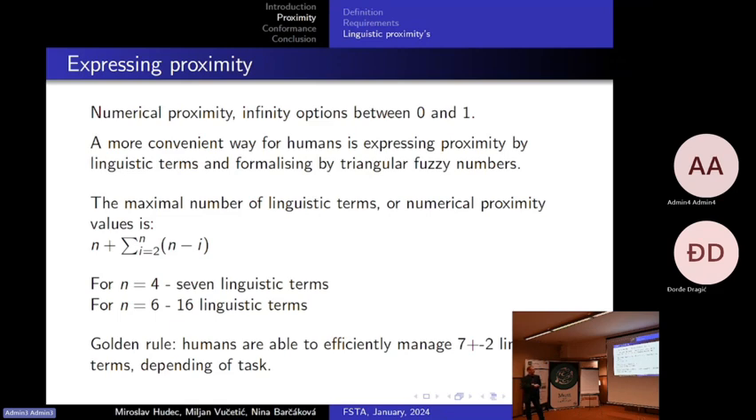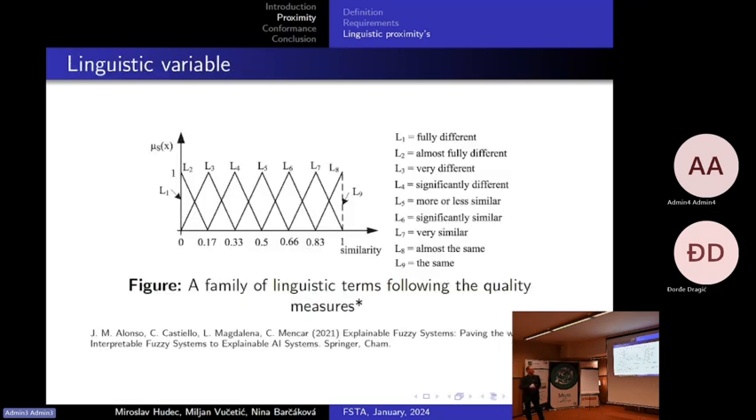Or for 60, n is 6, we have 16 linguistic terms, but the golden rule for humans, from the psychological world, is that more than 9 is complicated to assign. So in this case, it is easier to present similarities by a family of linguistic terms, and in our case we have exactly 9 of them.